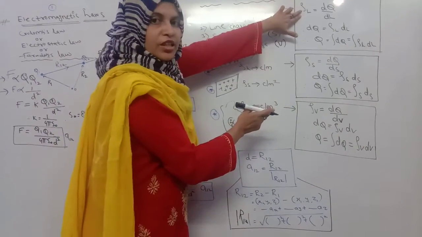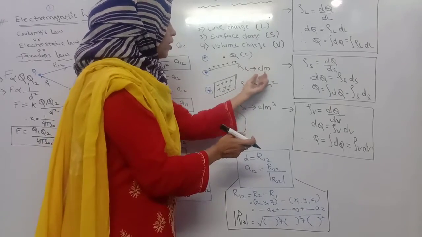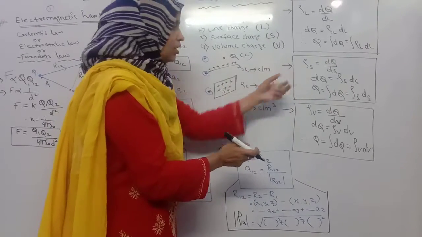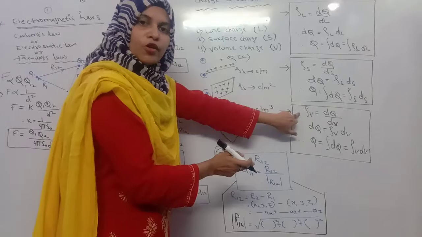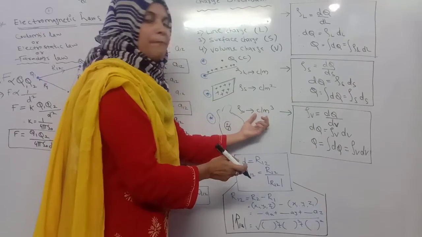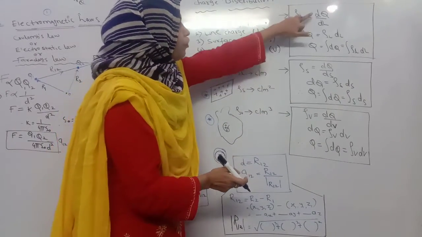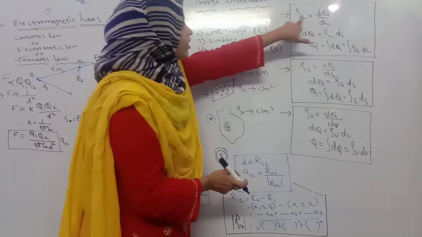While you are going to measure this one, the unit will be coulombs per meter. While you are going to measure this one, coulombs per meter square. While you are going to measure this one, coulombs per meter cube. So in this way, if you have the charge and the length, you can calculate this one.